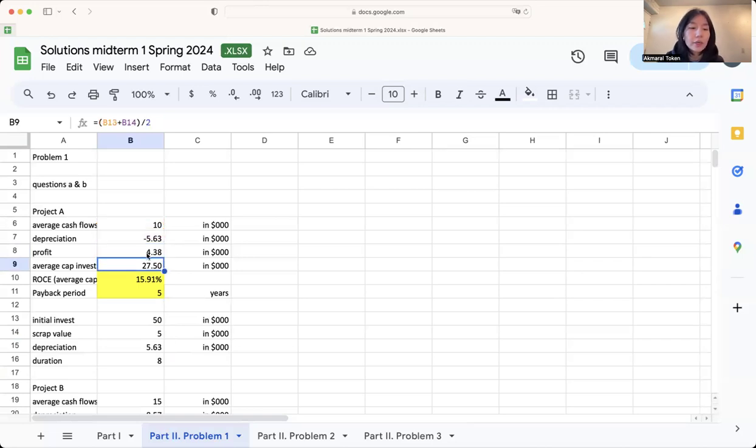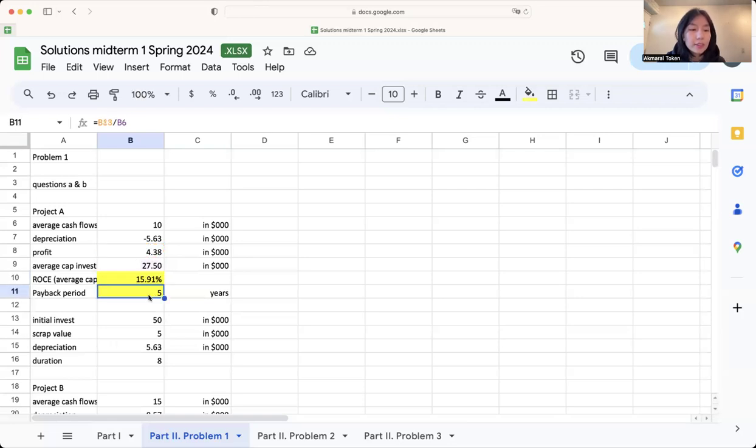To find the average capital investments, which is the denominator of return on capital employed, you take the initial value, add scrap value, and divide by 2. So that is 50 plus 5 divided by 2, giving us 27.5. For return on capital employed, we take the profit number 4.38 and divide it by 27.5, which gives us 15.91%.